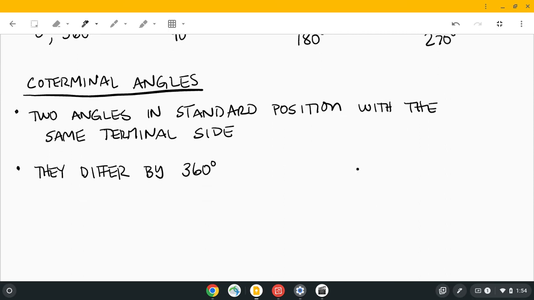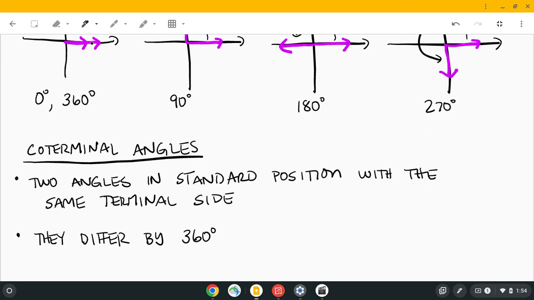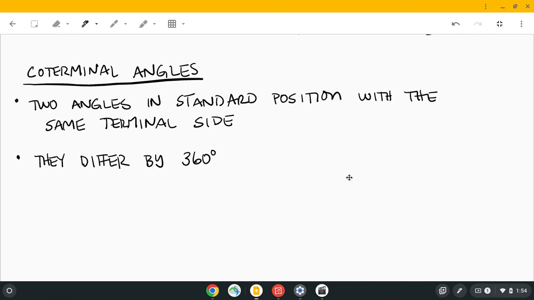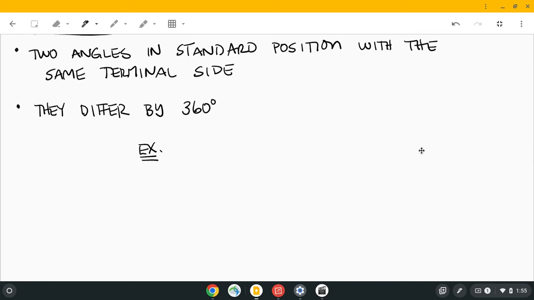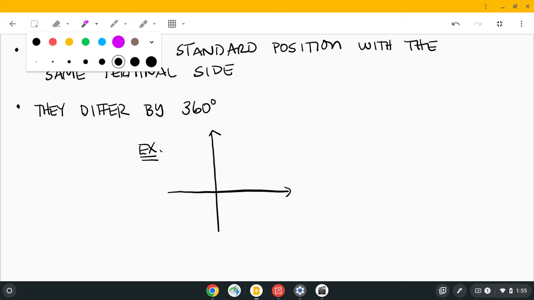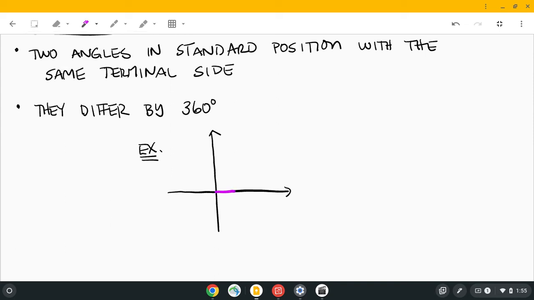Okay, let's take a look. So other than this 0 and 360 example, let's take a look at another example. Okay, so let's suppose that we have this here. Suppose we have 60 degrees. Let's go ahead and draw 60 degrees. All right, let me use my purple again. Suppose that I have 60 degrees, which is roughly here. Okay, and this is 60.